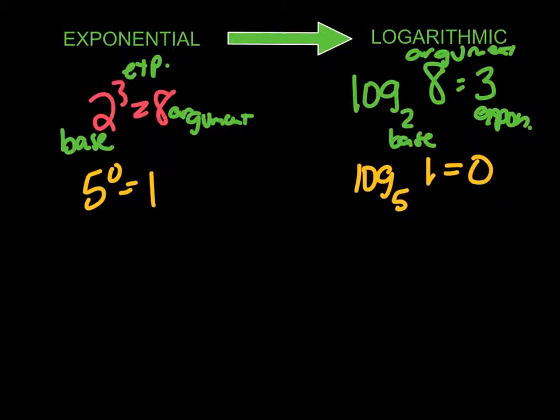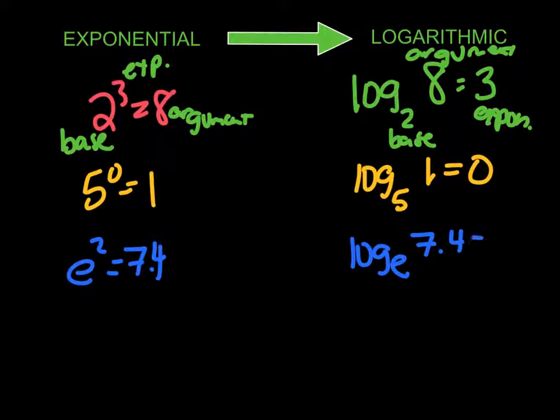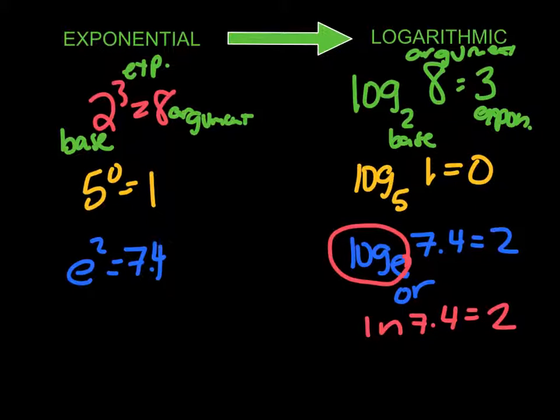If I have e squared equals 7.4, that is log base e of 7.4 equals 2, okay? Or the common name for log base e is natural log. So you want to change log base e to natural log.